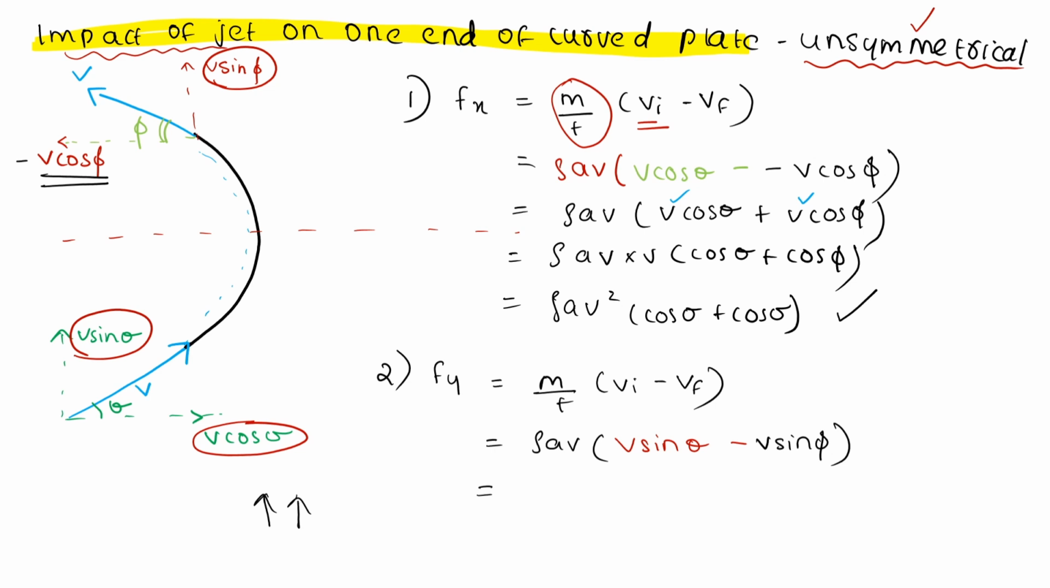So I can rewrite this equation as rho a v, and I can take v outside, v into sin theta minus sin phi, that is rho a v square into sin theta minus sin phi. This is the force exerted in the y direction. Actually, the force along the x direction is rho a v square into cos theta plus cos phi. This is the impact of the jet for an unsymmetrical plate.